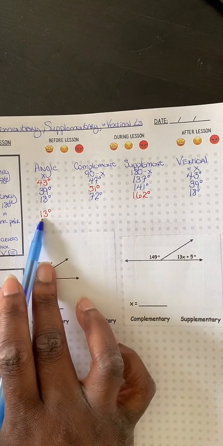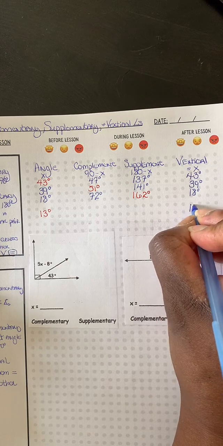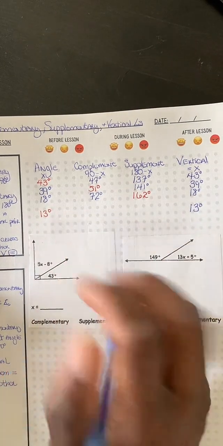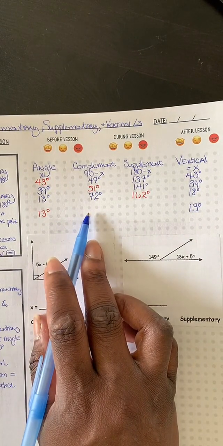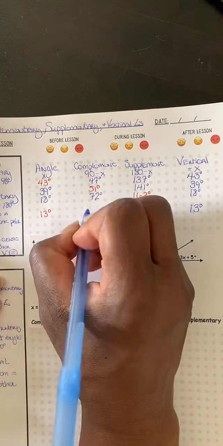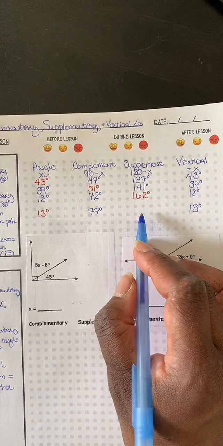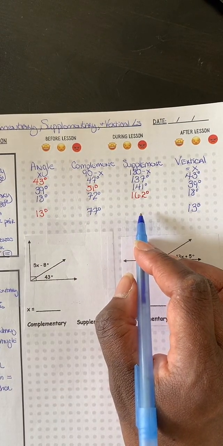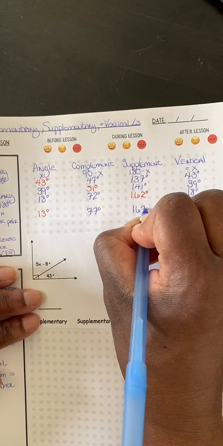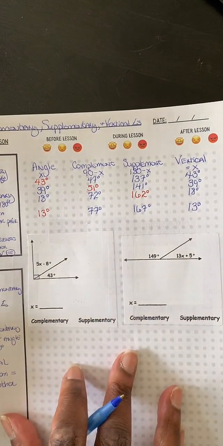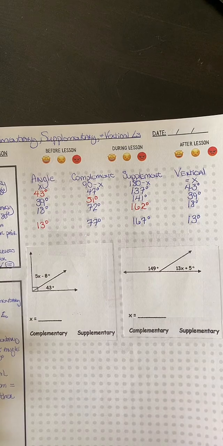All right. Then last but not least, we have our 13. So that means my vertical angle is also going to be 13. For some reason, I skipped a little step. But for me to find my complement, it's going to be 90 minus 13, which gives us 77 degrees. And then for me to find the supplement, it's 180 minus 13, which gives 167 degrees.